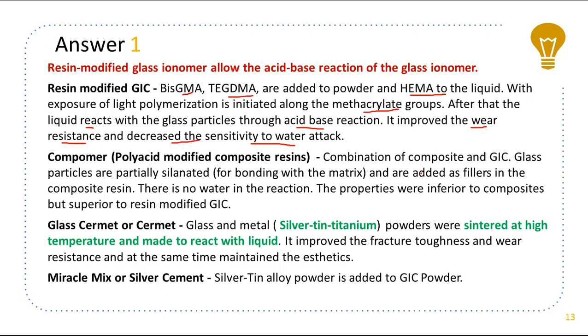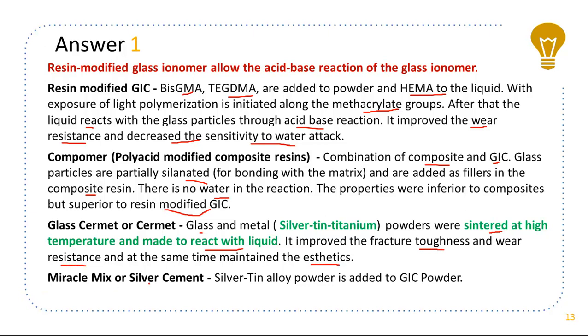Compomers, these are a combination of composite and GIC. Glass particles are partially silanated for bonding with the matrix and are added as fillers in the composite resin. There is no water in the reaction. The properties were inferior to composites but superior to resin modified glass ionomers. Third is glass cermet or cermet. This is a combination of glass and metal. Silver, tin and titanium powders were sintered at high temperature and made to react with the liquid. It improves the fracture toughness and wear resistance, and it maintains the aesthetics.